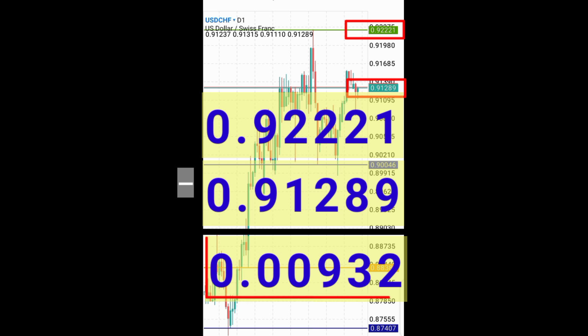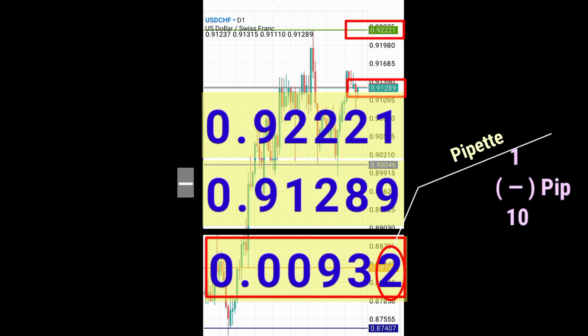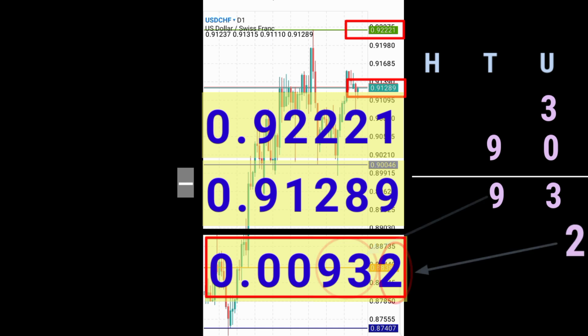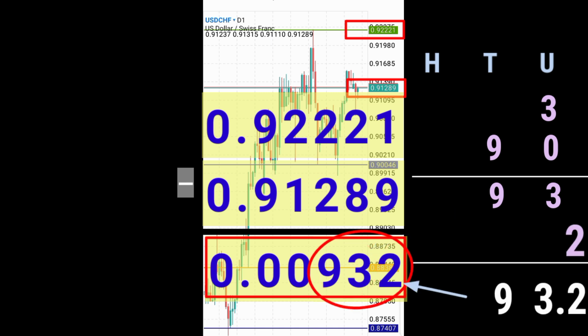Now, how many pips are here? That is where many newbie traders get confused, so I want you to pay attention. The last digit is always your pipette, which is 1/10 of a pip. In this case it is 2/10, which will give you 0.2 pip. You keep that aside. Now your unit pip begins with the fourth decimal place. So you have 3 unit pips, 9 is 10 pips, 0 is 100 pips, 0 is 1,000 pips. In this case, what you have here is 93 pips, 2 pipettes, which is 93.2 pips. I hope that makes sense.